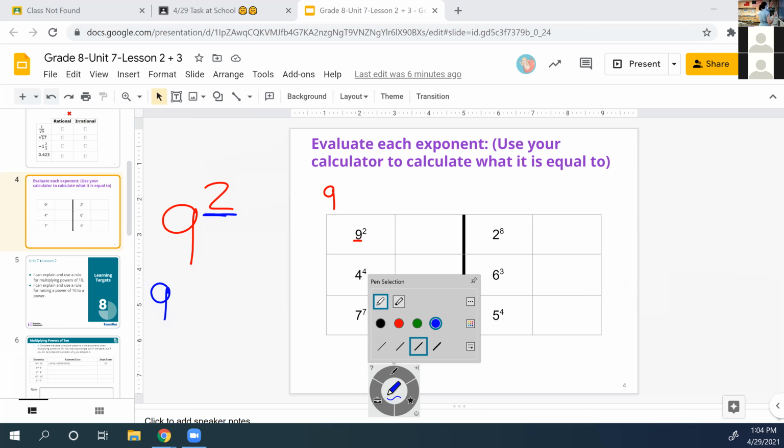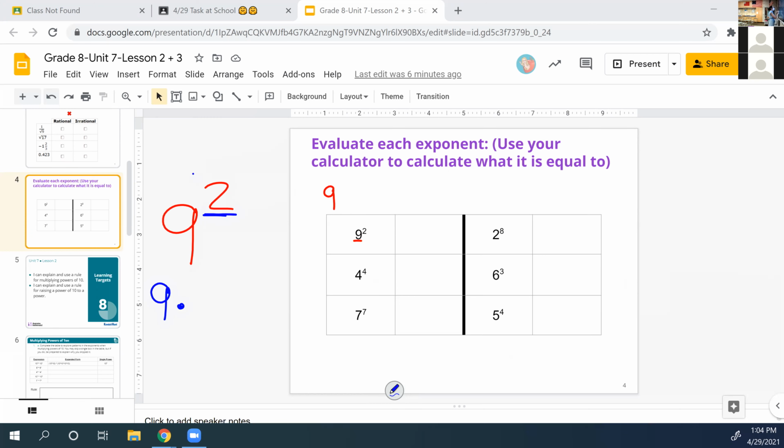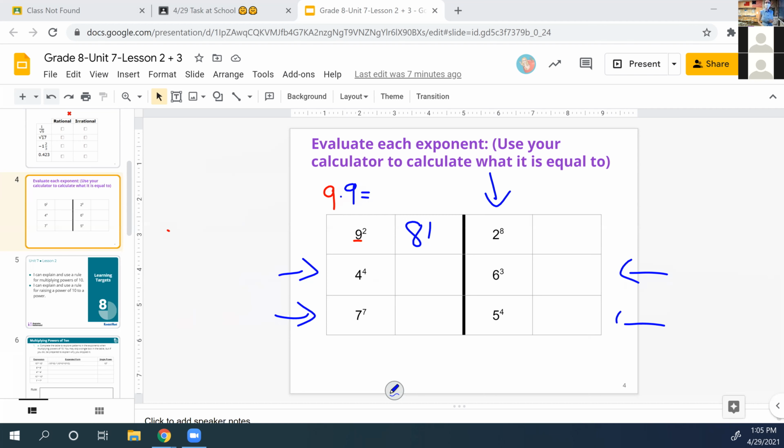Yes, very good catch there, Tiana. So it's going to be saying 9 times, how many times are we writing it? 2. 9 times 9, which is going to get me 81. Very good job, Bridget and Kaylee B and Tiana. Yes, ladies, and Avery. Very nice. So I want you to use that knowledge, the base is the number you're multiplying, and the exponent is how many times, to do each one of these. Calculate what it's going to be equal to. I want you to take a minute and a half right now to do that for me.